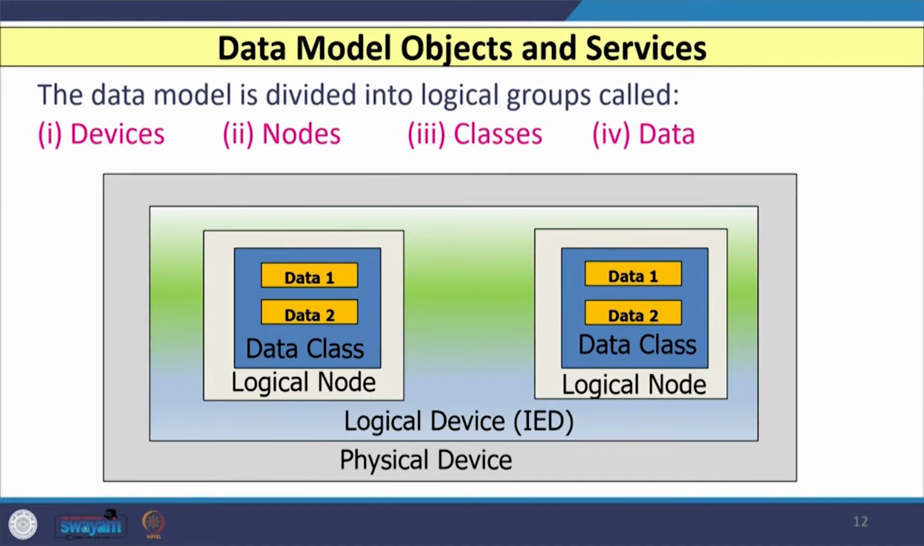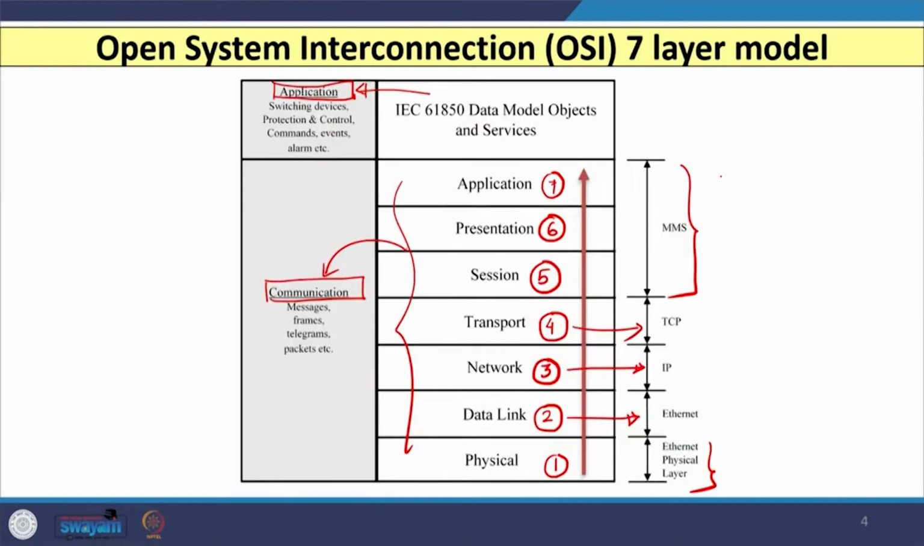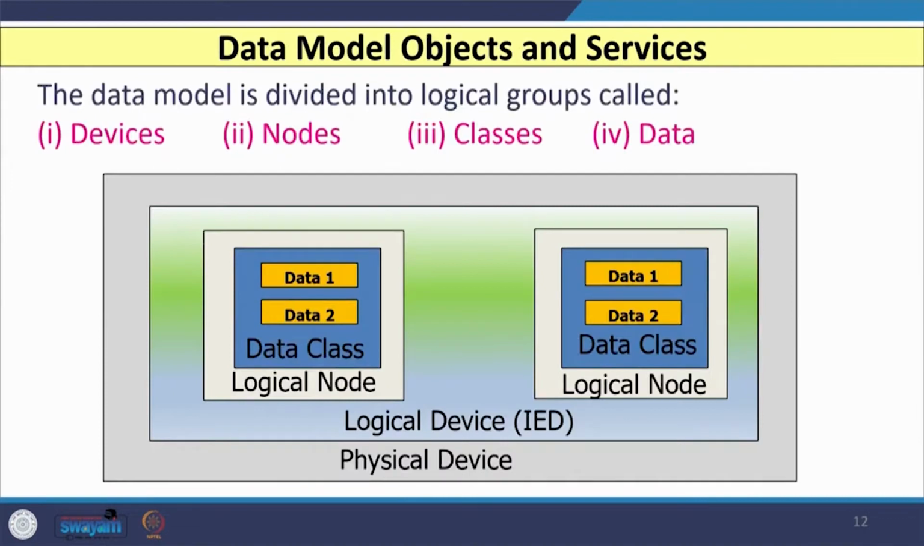Again, if I go to the layout part, you can see that we have discussed these 7 layers and the importance of each layer. Now, we want to discuss the data model objects and services part that is related to IEC 61850. When we consider the data model objects and services in IEC 61850, it can be divided into logical groups, known as the devices, the nodes, the classes and the data.